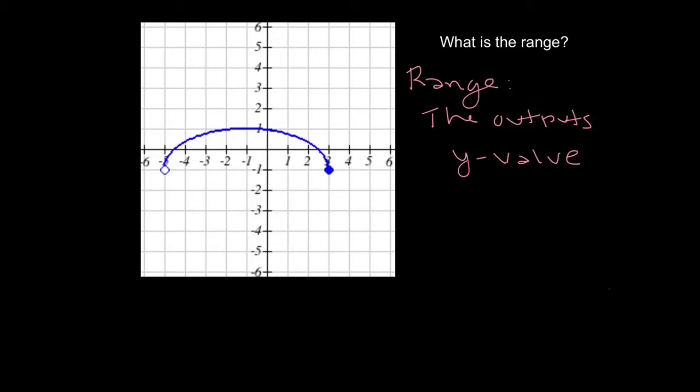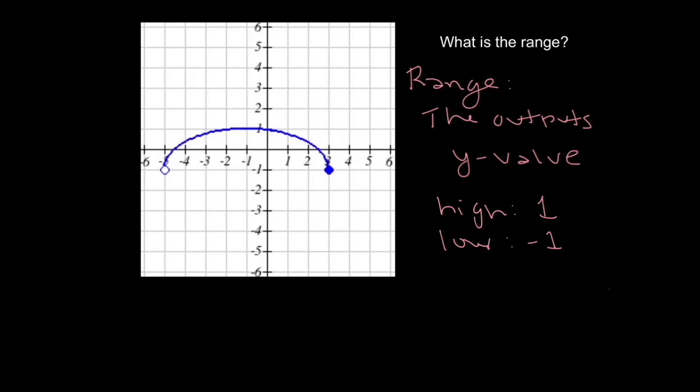I can see from the picture that it looks like it achieves a high right here. And when we're talking about y values, that would be a value of 1. So for this picture, I would say that it has a high value of positive 1. And when I'm looking again at the picture, it looks like it achieves its lowest value at two different points, right here and right here. Both of them happen to be the same y value, which is negative 1. So I have a high of 1 and a low of negative 1.